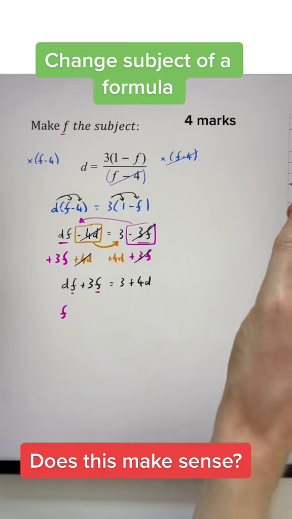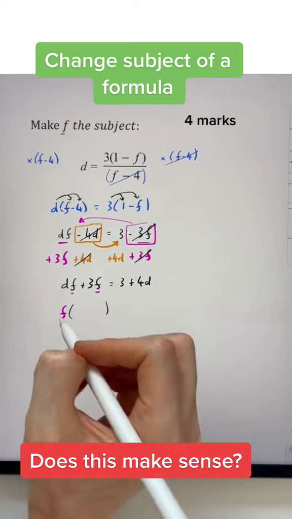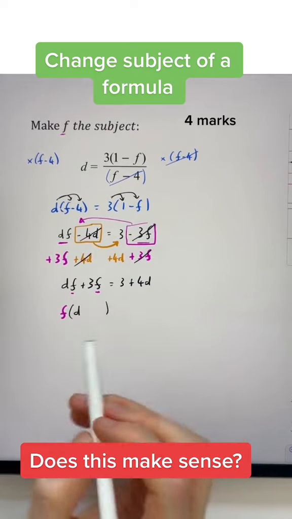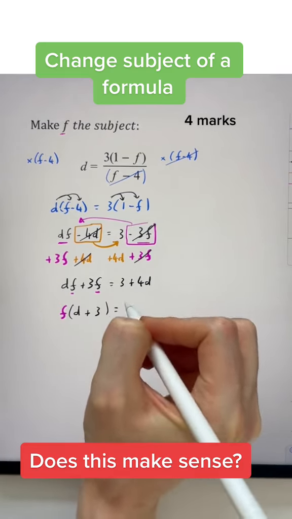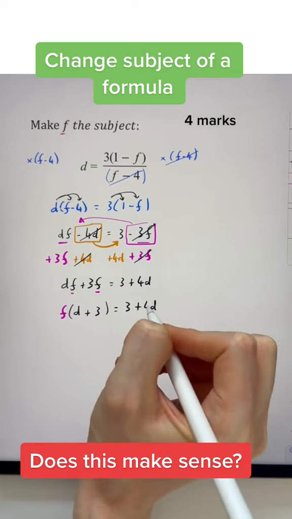So I factorise out f into single brackets. What do I times f to go back to df? I'm missing d. What do I times f to go back to 3f? I'm missing plus 3. And the right-hand side I've still got 3 plus 4d.